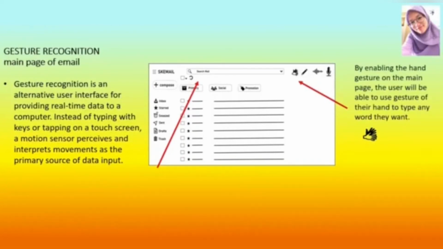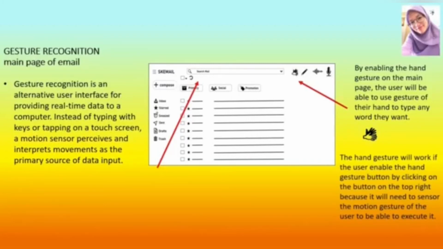By enabling the hand gesture on the main page, the user will be able to use gestures of their hand to type out any word they want to. And to enable that, the hand gesture will work if the user enables it by clicking the button on the top right corner, because if they don't, it will not be sensed. The motion sensor needs to be activated to be able to execute what the hand gesture command is being received.